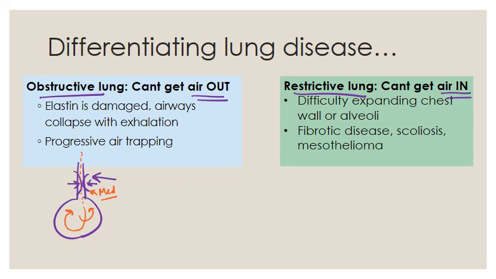bronchoconstriction. COPD is a chronic obstructive lung disease, as the name implies. And this is due to slow destruction of elastin in the airways. Elastin keeps this tube patent, both on the inhale and the exhale.